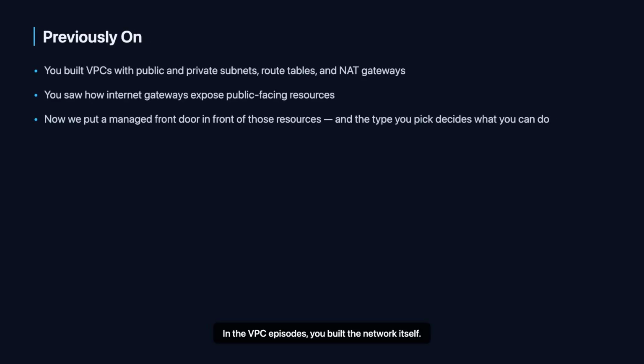In the VPC episodes, you built the network itself. Public and private subnets, route tables, NAT gateways for outbound traffic. Internet gateways handled the public-facing exposure. Now we put a managed front door in front of all those resources, and the type of load balancer you choose decides what capabilities you even have access to.